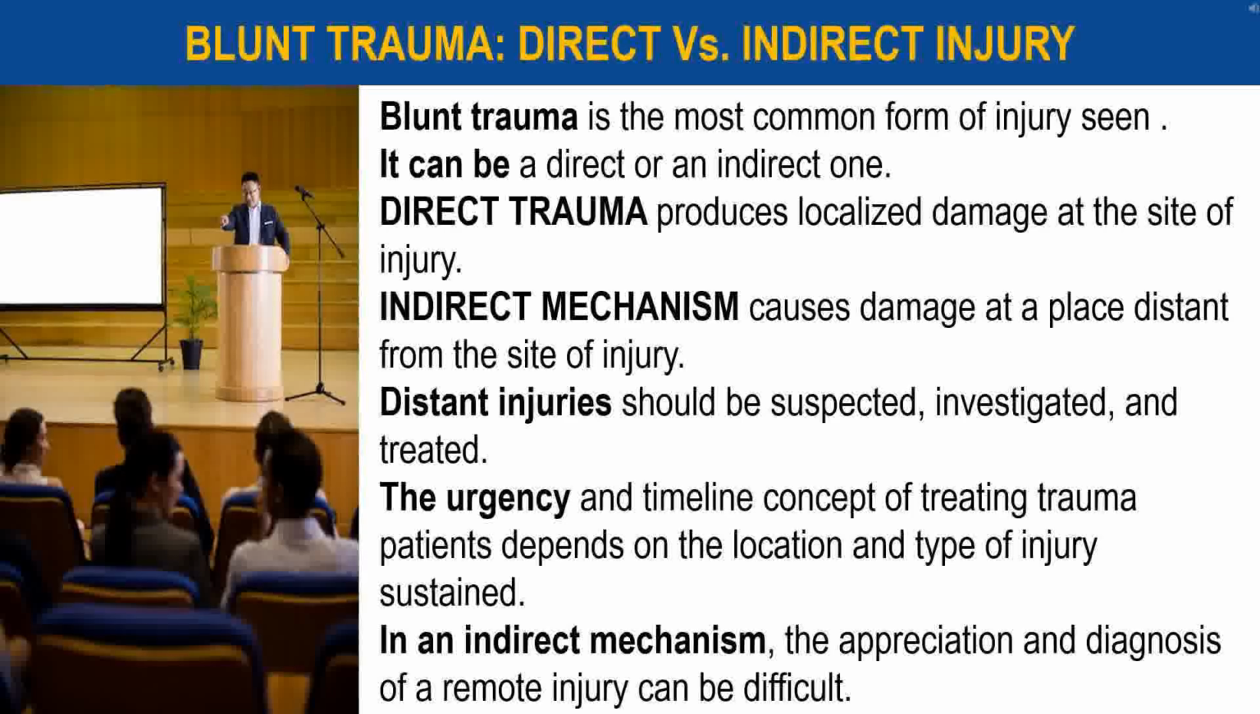In an indirect mechanism, if the energy is transmitted via the soft tissues or fluid, the appreciation and diagnosis of a remote injury can be difficult. For example, in trauma to the lower abdomen, the pressure wave may pass to the aorta, leading to its rupture, intraperitoneal bleeding, and sudden death. All this discussion proves that direct mechanisms are easier to understand than indirect ones.